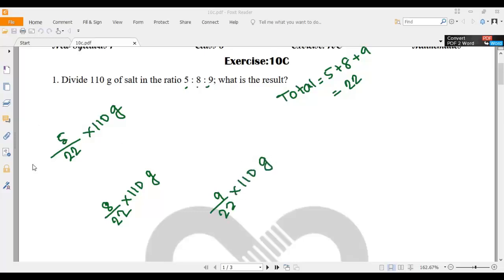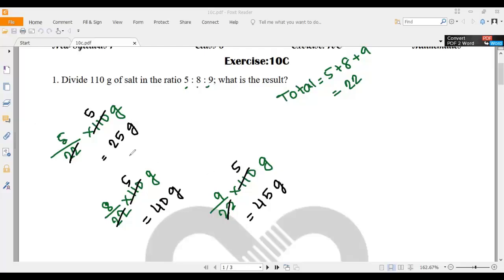Now we need to do the calculation. 110 by 22 will be 5. 5 5s are 25 gram. 110 by 22 is 5. 5 8s are 40 gram. 110 by 22 is 5. 5 9s are 45 gram.